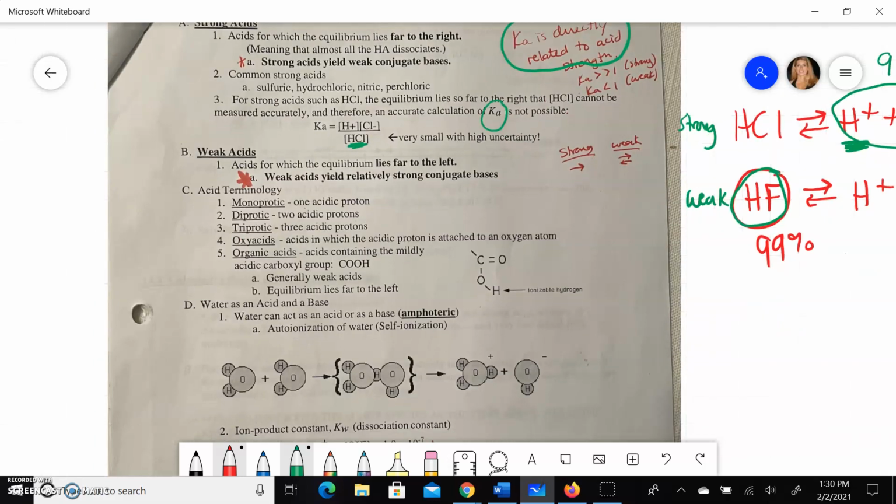If you're looking for a K and you're trying to figure out what's going on, check if the acid that you're looking for is a strong acid, and if that's the case, then you don't need the K value. Weak acids are when equilibrium lies far to the left. So like I said, most of it is going to stay together as the acid. And this is important too. Weak acids are going to yield stronger conjugate bases. So sometimes they'll give you various acids and ask you to rank them in order of how strong they are, and they'll tell you how strong the conjugate bases are. So you can use that to help you figure it out.